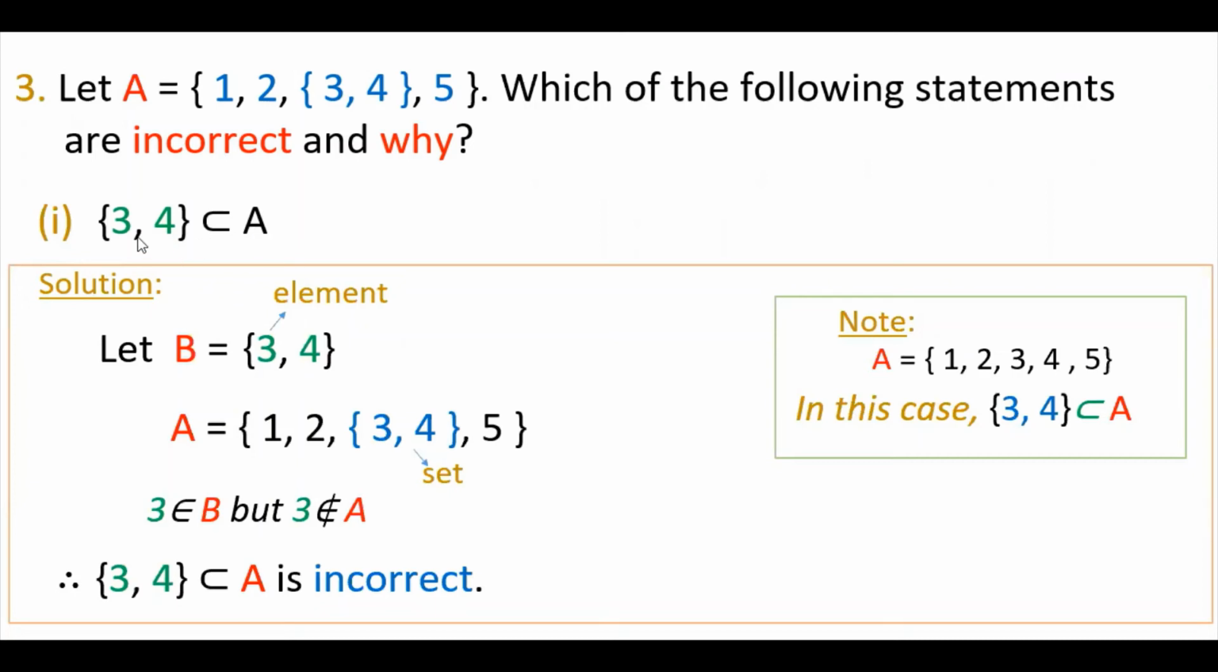So here you know that if one set is a subset of another set, you have to check that all the elements in the first set should be in the second set. But here 3 does not belong to A. 3 belongs to the first set, but 3 does not belong to A. You can check here, 3 is not here. Only {3, 4} is a set, but 3 does not belong to A. So here this statement is incorrect. If the elements are written like this, then it is a subset of A, or you can write that this belongs to A because this is an element. You can either change the symbol here or you can write the elements like this. Then this statement is correct.